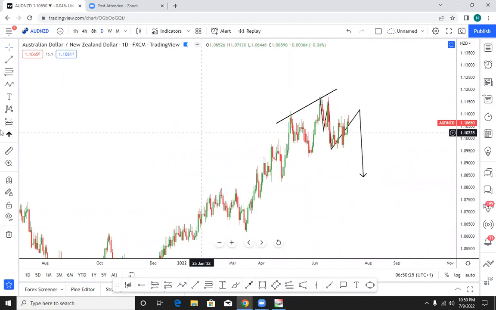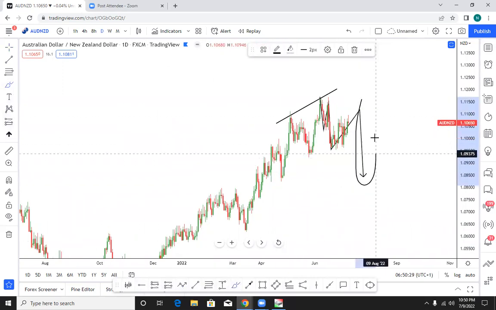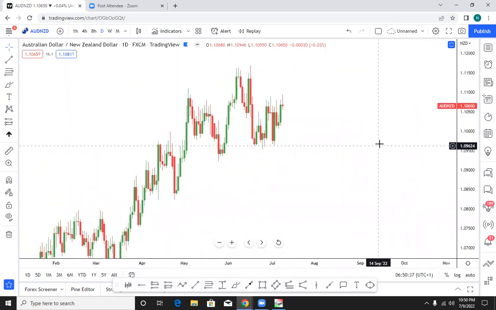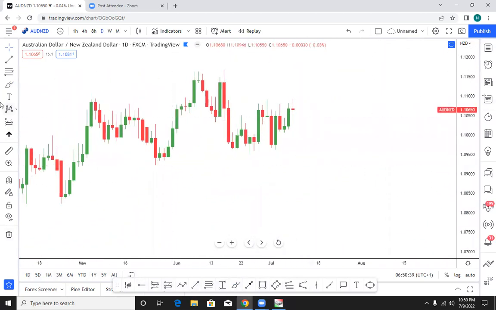But all I know is that this particular move, guys, must come. This particular move must come. Can you see the importance of the daily chart now? It's very, very important. Even if you're a scalper, you need to understand the daily chart.